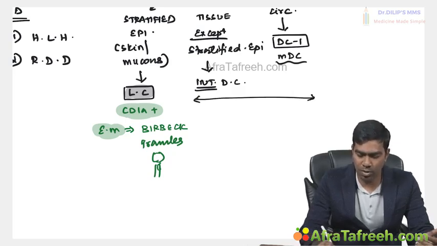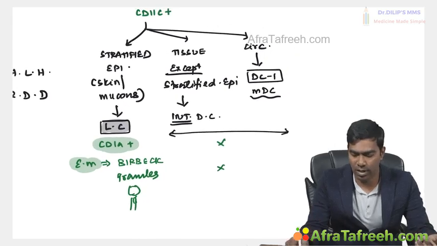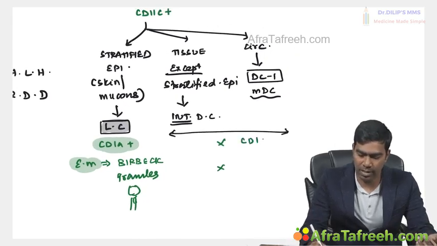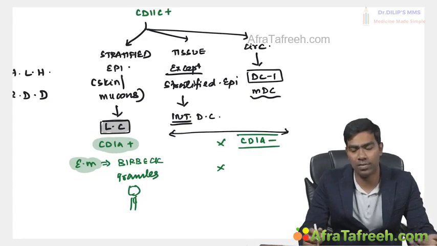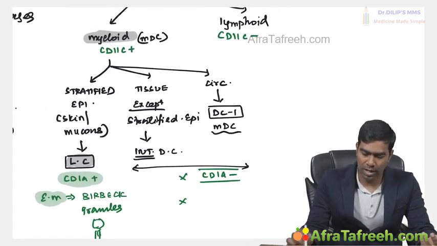But these two, you will not see CD1A nor will you see the Birbeck granule. So these type of dendritic cells, we differentiate as CD1A positive and CD1A negative, which means the interstitial dendritic cells and the DC1 cells will be typically CD1A negative.